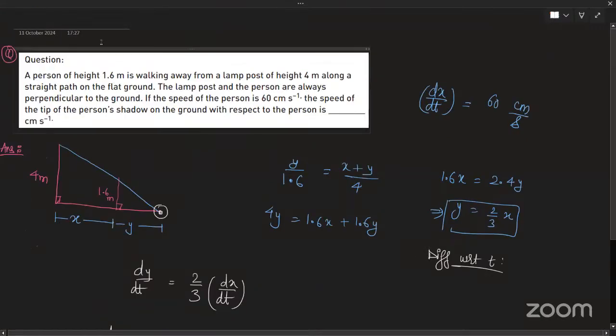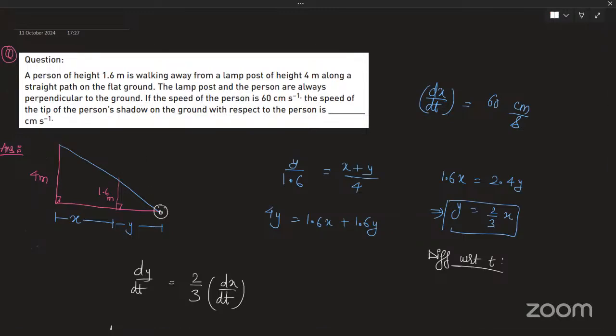Now, the question has a little bit challenging part. It is asking me the speed of the tip of the person's shadow, this tip, with respect to the person. So if I assume for the time being that this person is moving towards the right, can you tell whether the tip of the shadow will move towards the left or towards the right? Which direction will the tip be moving in? So assume this is your person. If your person is moving toward the right, is the tip of the shadow moving towards the left or towards the right?